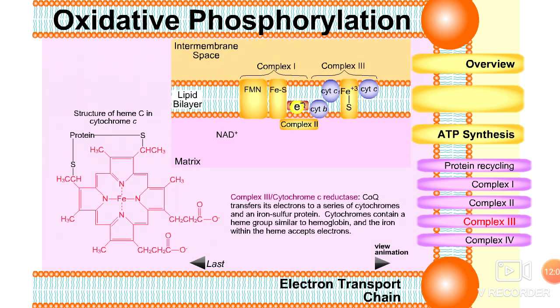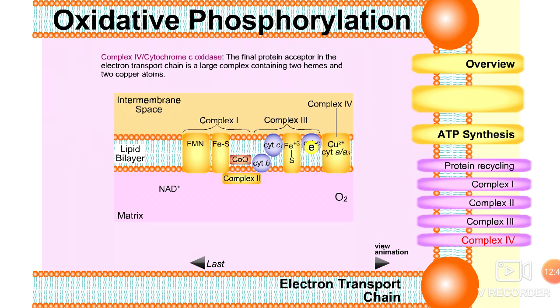Next, complex 3, cytochrome C reductase. Coenzyme Q transfers its electrons to a series of cytochromes and an iron sulfur protein. Cytochromes contain a heme group similar to hemoglobin, and the iron within the heme accepts electrons. Here, from coenzyme Q to cytochrome B, from cytochrome B to cytochrome C1, and C1 to the iron sulfur protein, and next from the iron sulfur protein to cytochrome C.